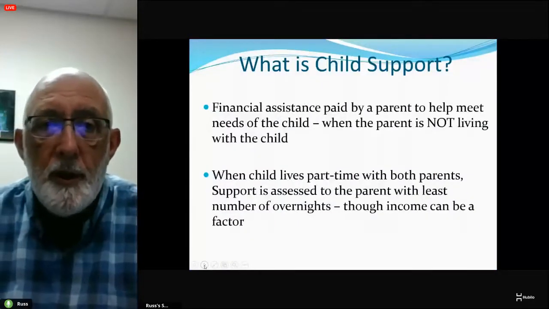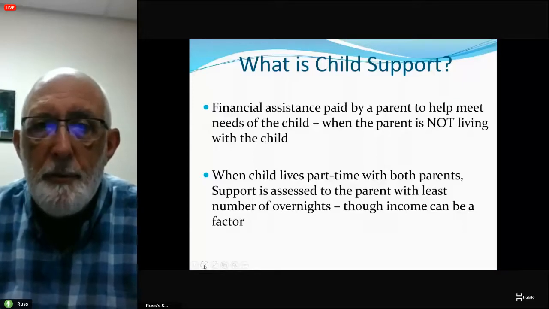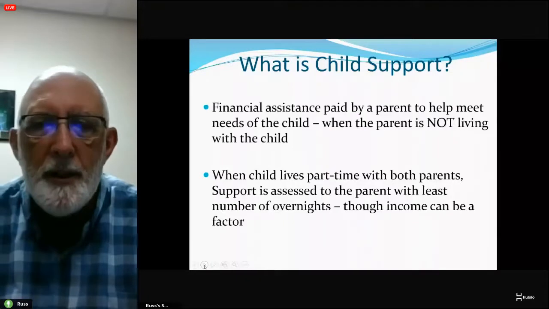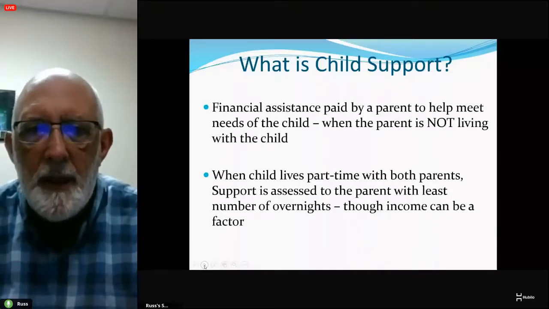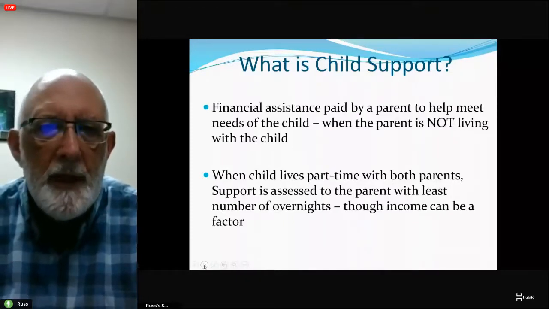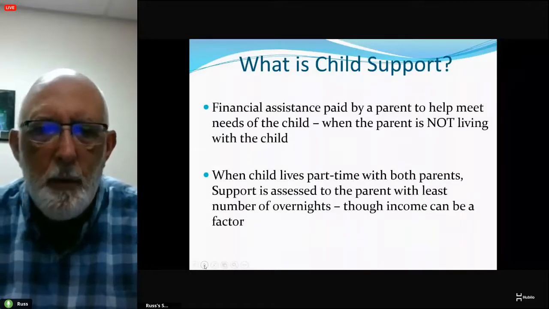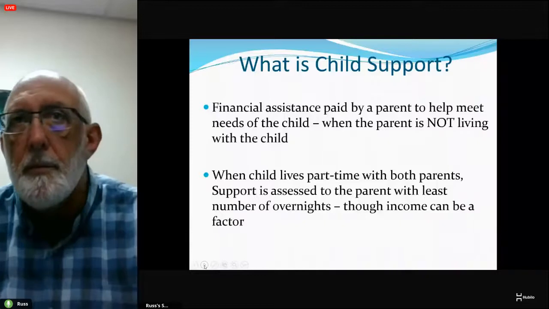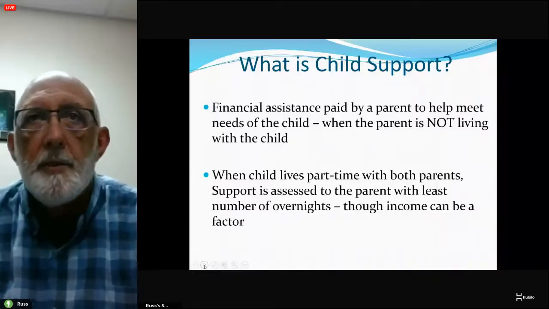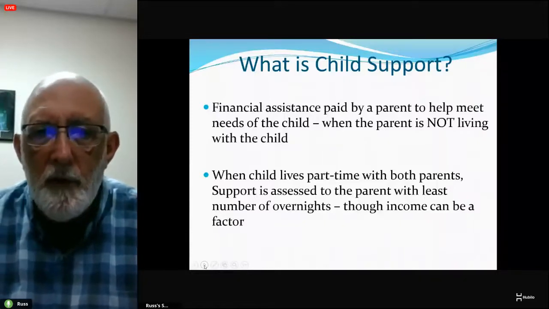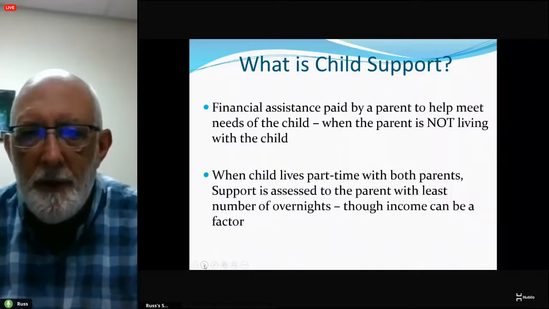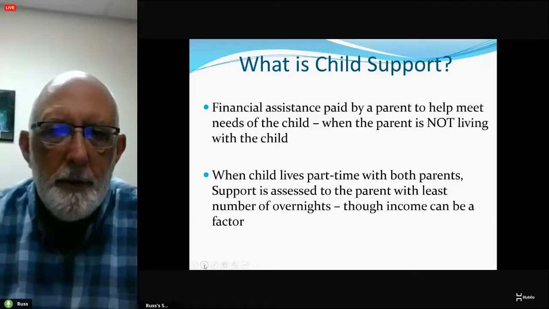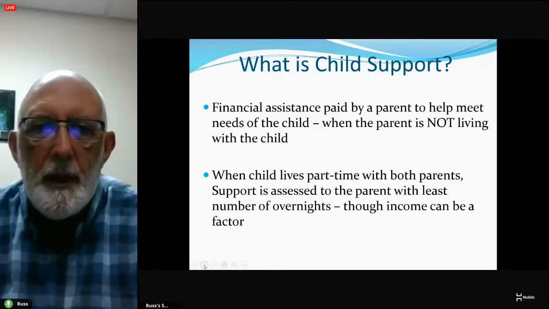Child support is simply financial assistance paid by a parent to help meet the needs of the child when the parent is not living in the home with the child. That can be where a child lives part-time with both parents. Typically it's based on the number of overnights. So the parent with the fewest number of overnights would be considered the non-custodial parent.